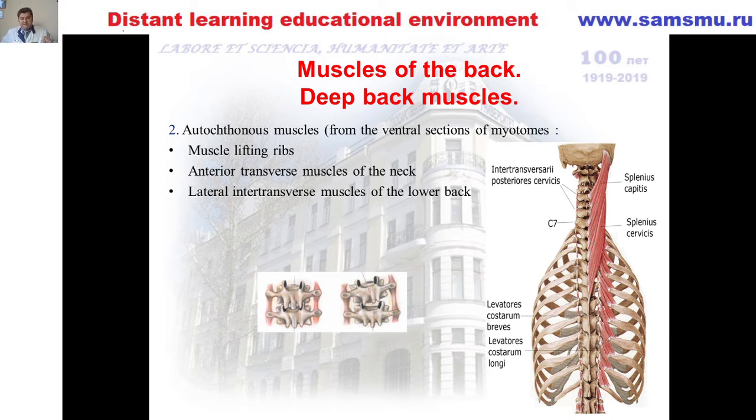Each bundle originates from a transverse process, starting from the 7th cervical and ending at the 11th thoracic vertebra, and is attached to the contiguous rib below. Besides the short bundles, levatores costarum breves, musculus levator costarum brevis, in the lower part of the thoracic region are the long bundles, levatores costarum longi, musculus levator costarum longus, overlapping the rib. You may see these muscles on the picture.